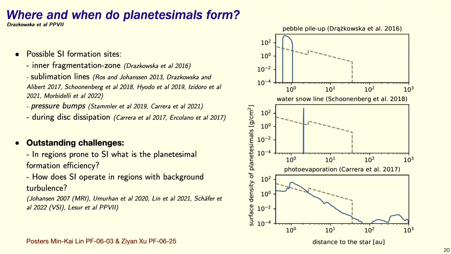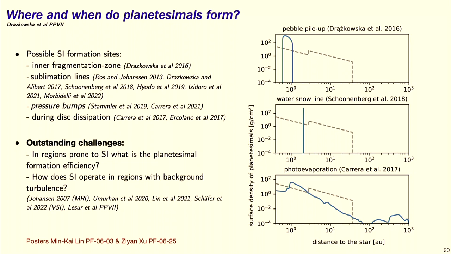Now, where and when these planetesimals form remains a little bit of an open question. It's a hunt to find the sites in protoplanetary disks that are prone to streaming instability conditions, so high dust-to-gas ratios. Maybe a possibility is in the inner disk where particles fragment, and then when you include gas drag back reaction, you can have pileups like this.